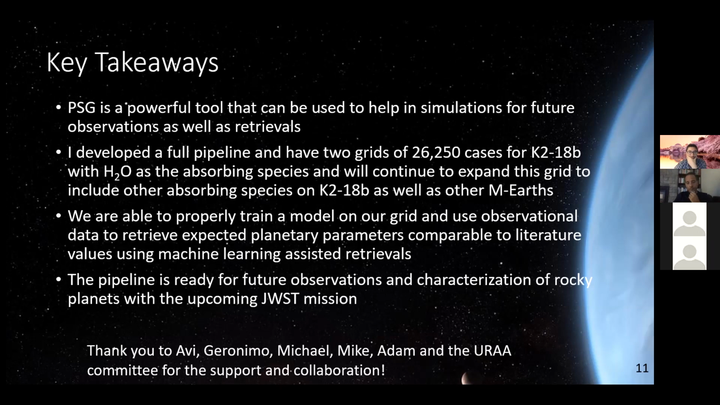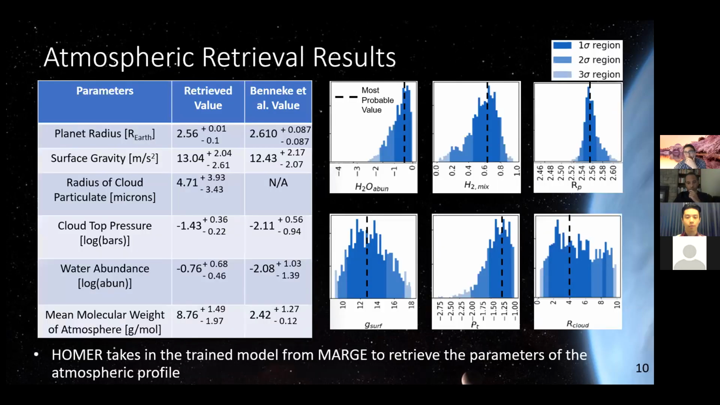It looked like the mean molecular weight that you get for the planet is pretty different to what was published, but the rest of the parameters didn't look massively different. And I'm not an expert in this. So how come the mean molecular weight for K2-18b can be so different when the other parameters are kind of the same?